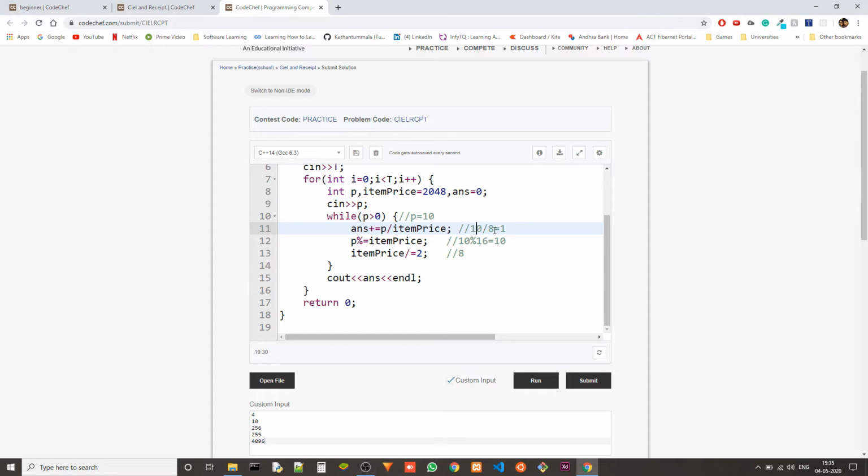Okay, so it will fit inside price P, and so we can add it. How many of them can we add? We can add 1 of them, right? And then we percentile it with 8, and 10 percentile 8 will actually result in 2. Okay, so this is the remaining price after we have added one item of price 8. This is the leftover price, the leftover money that we have with us. So now P is turned to 2, and the answer is 1.